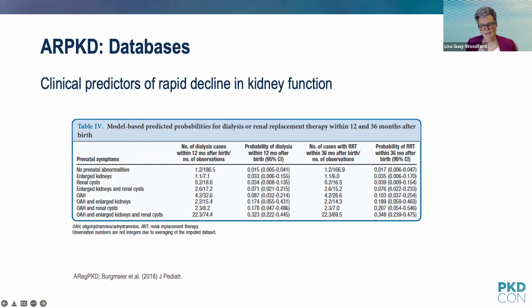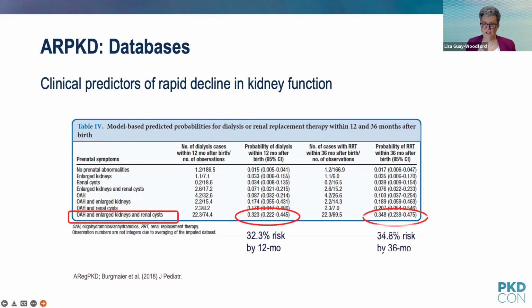A lovely study from Max Lebow's group looked at the data from their then about 300 patients with ARPKD. They were able to determine that a child who was born with oligo or anhydramnios, either low or absent amniotic fluid, enlarged kidneys and renal cysts, had a 32% risk of needing dialysis by 12 months of age, and an almost 35% risk of needing dialysis by 36 months of age. So these are the kinds of insights that databases can provide for us.